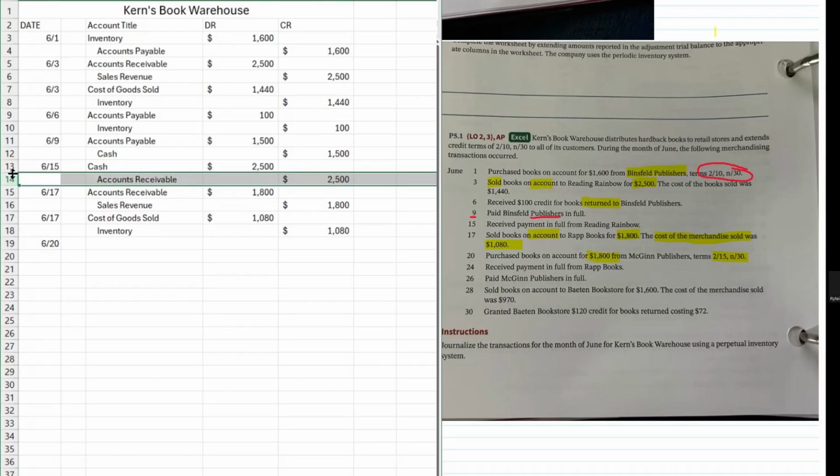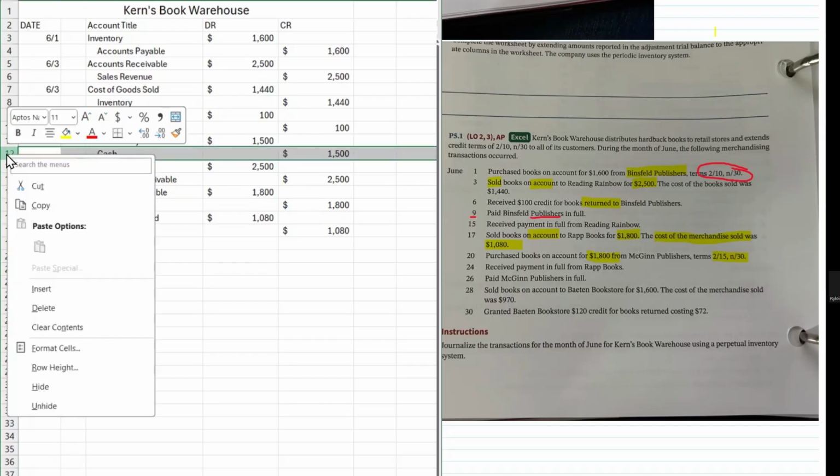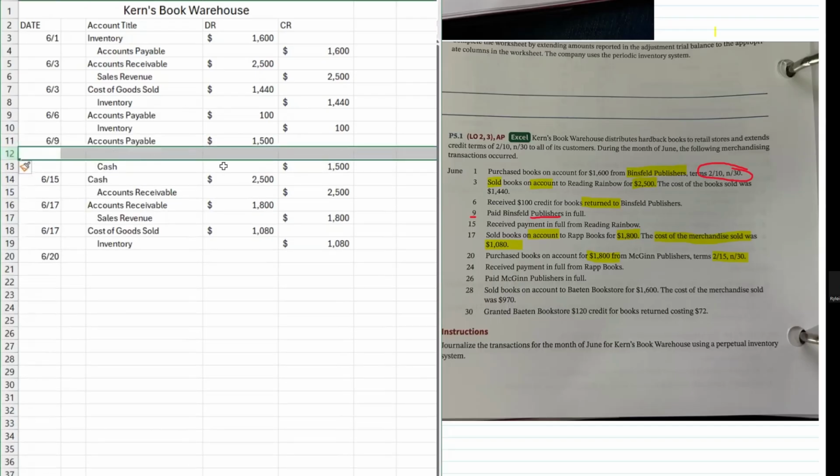Am I tripping? No, 1,600. No, I did that in the right space. I'm tripping. So the check was for... what's 2%? Hold on, I need a calculator. So we paid 1,500 for books times 0.02. So $30 was our discount.